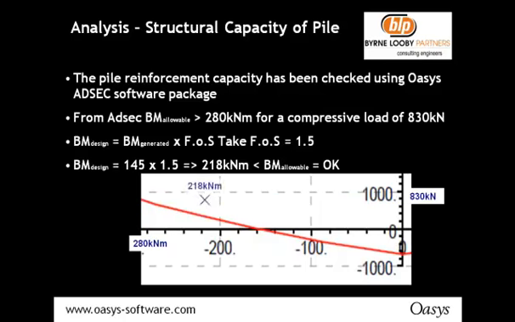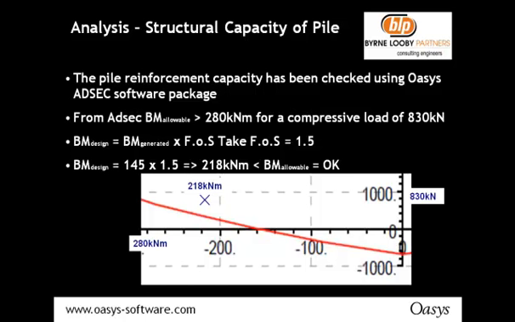Well, our design bending moment is the generated bending moment times a factor of safety. Bernd Luby took the factor of safety to be 1.5, and their generated bending moment from Alp was 145 kilonewton meters, so that was on the previous slide.